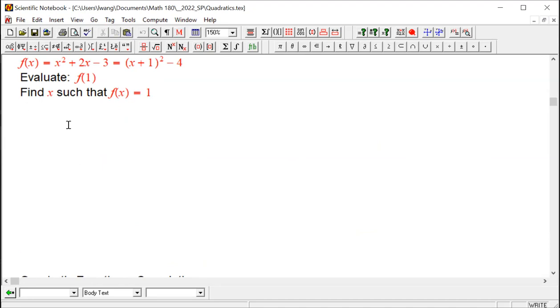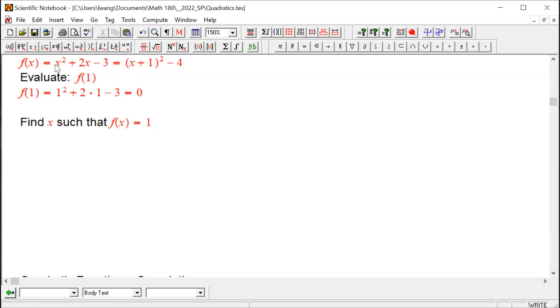Now, for f of 1, you can use either form. If you use the first form, you can just plug in because you know the input and you know the geometric meaning of it, which is just a vertical line, and you just evaluate, you get 0. Of course, we already know the answer. And the second question.